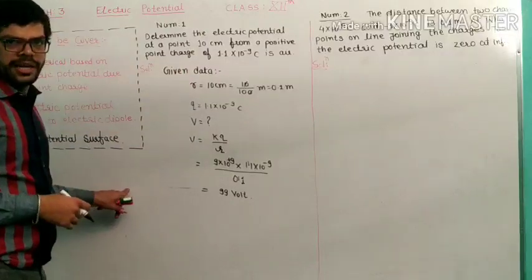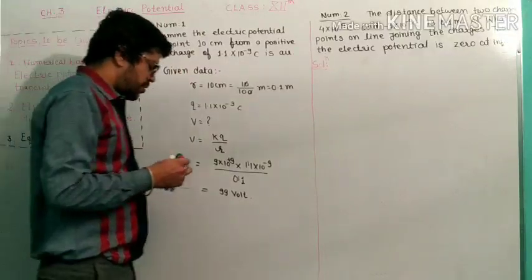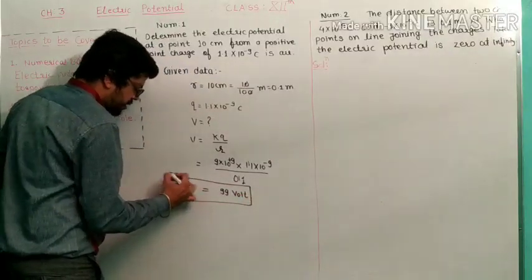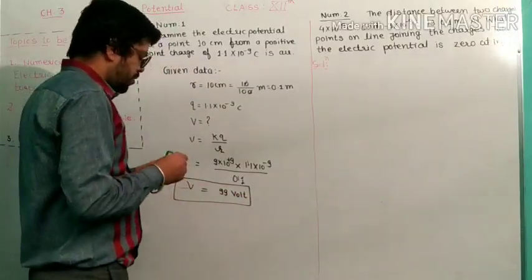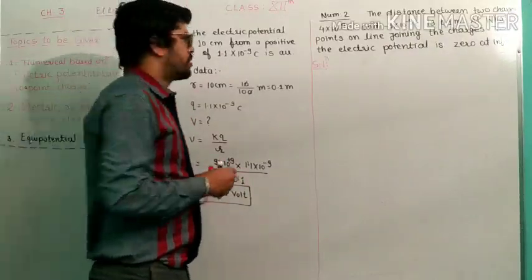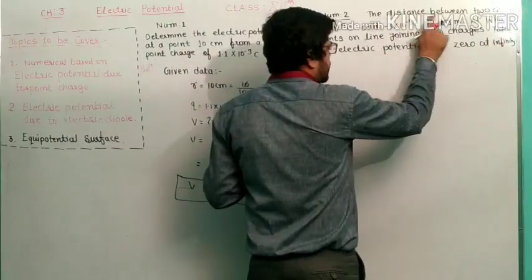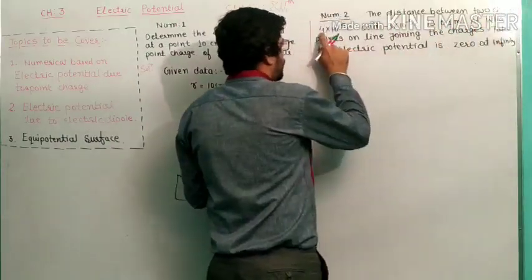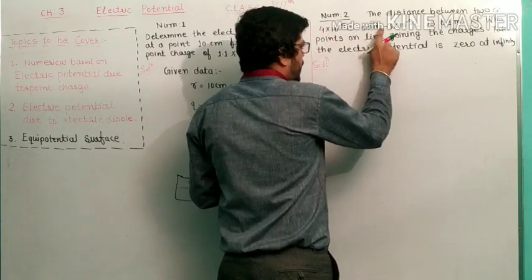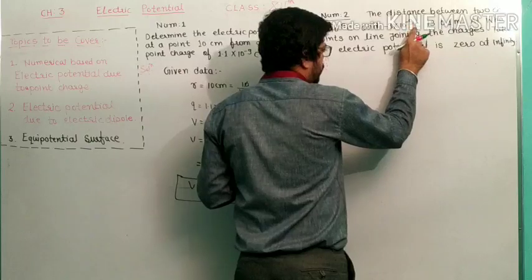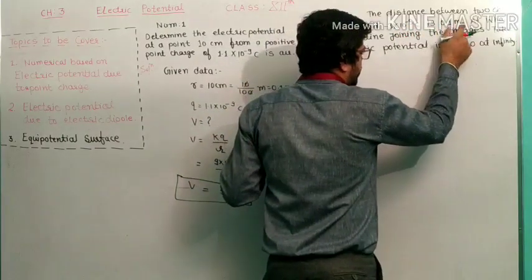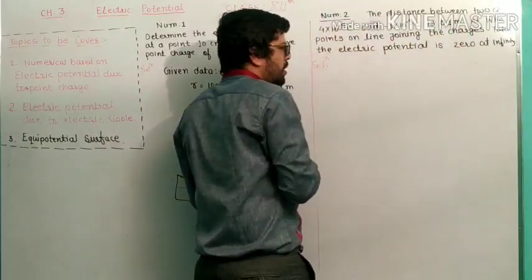Now we are talking about the second question. So we got the electric potential as 99 volt. Now the second numerical is based on an understandable concept. Two charges, 4 into 10 to the power minus 9 coulomb, which is the value of charge number 1, and minus 3 into 10 to the power minus 9 coulomb, the value of charge number 2, are separated by 0.1 meter.